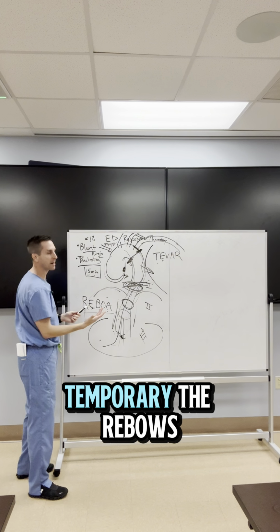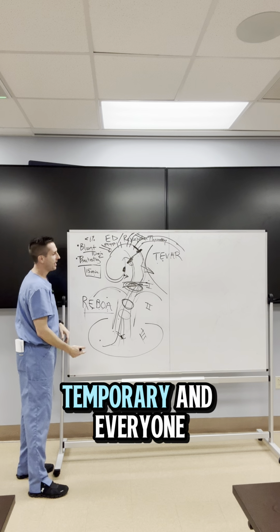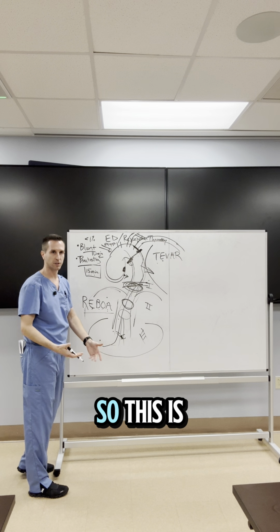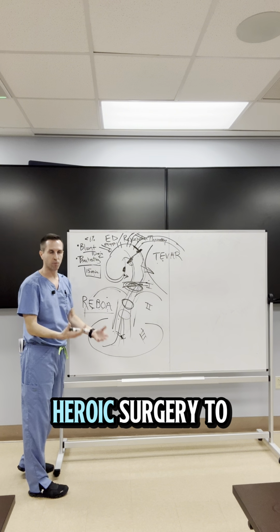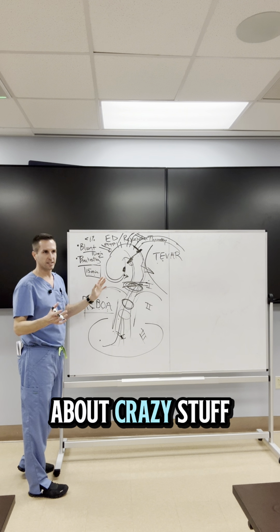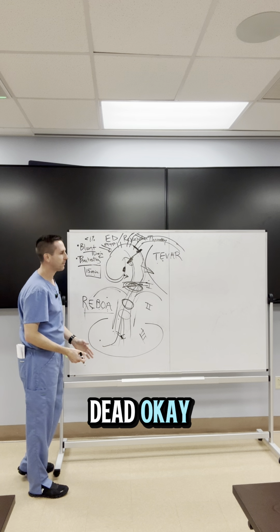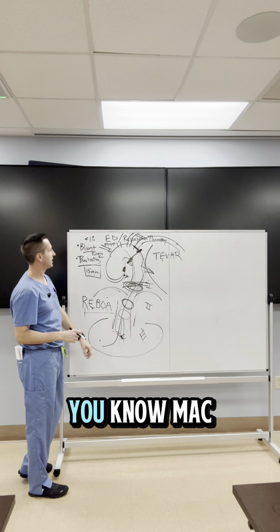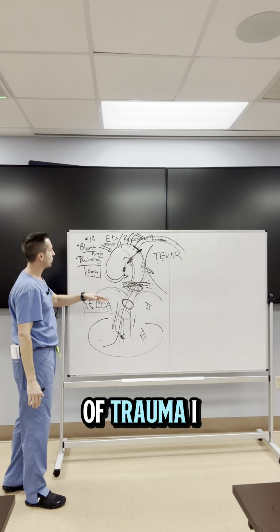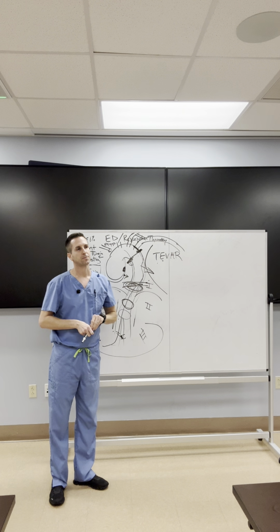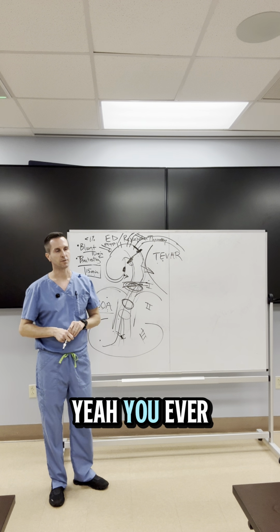This is all temporary. The REBOA is temporary. And everyone gets all bent out of shape. I'm like, listen, the patient's like not alive. So this is like Hail Mary, heroic surgery to try to save them. We're not worried about crazy stuff because they're already dead, okay? Does that make sense? Because that's one of these big, Mac Daddy. When you think of trauma, I think of a resuscitative thoracotomy. Yeah. Who's seen one?